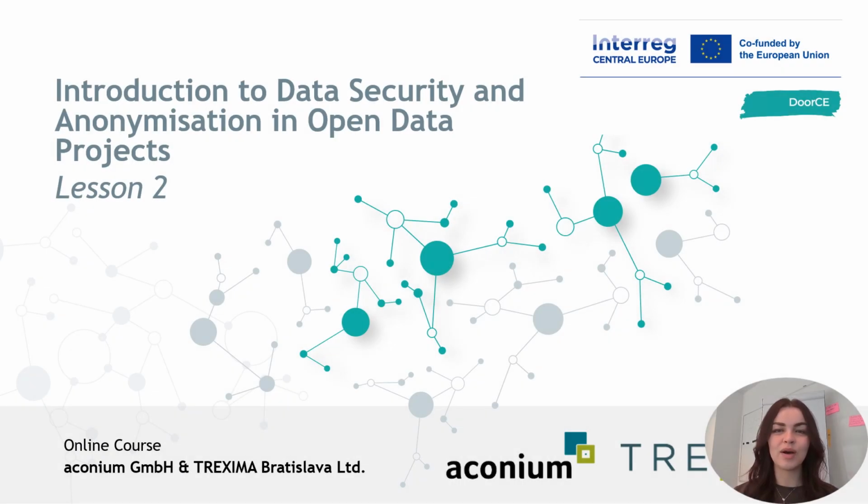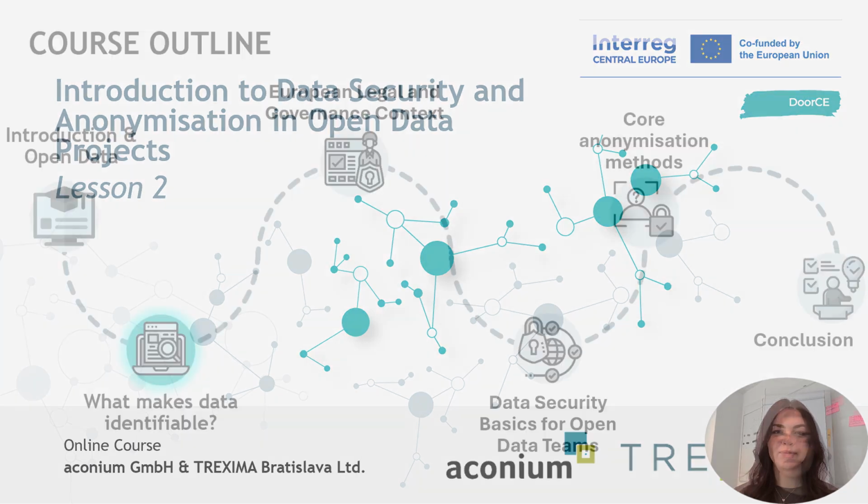Welcome to Lesson 2 of this course on Data Security and Anonymization in Open Data Projects. In the previous lesson, we explored why responsible publication requires both openness and protection. This lesson looks more closely at what actually makes data identifiable.